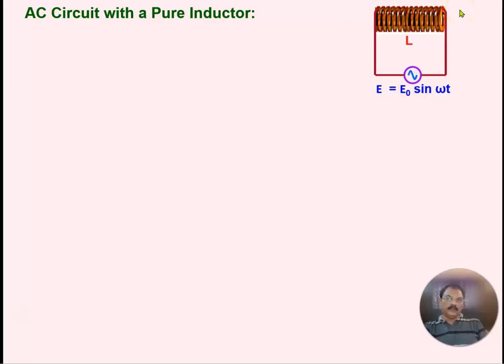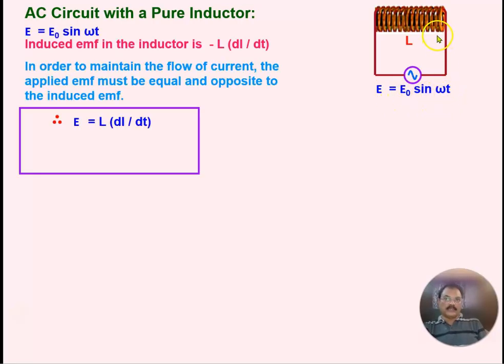An inductor is a huge number of copper turns in the form of a tube-like solenoid. When such a coil is connected to the AC source of E0 sin omega t, what happens? It opposes the flow of charge or current. According to previous knowledge, the induced EMF is produced: minus L di by dt, where L is the inductance, di is the change in current, and dt is the change in time.